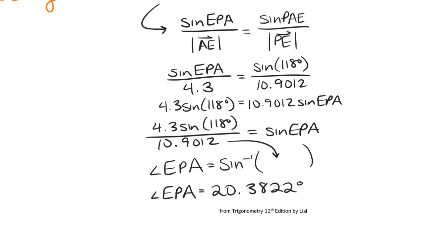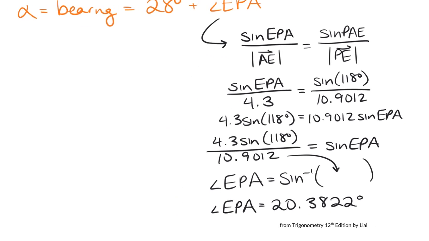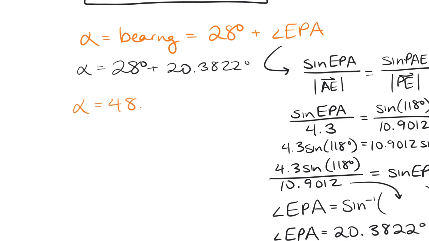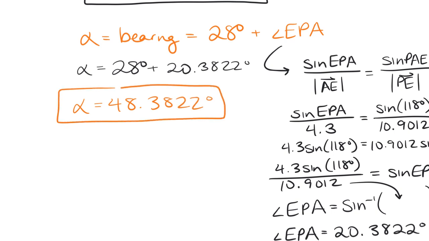So we can take it back. Now that we know that little angle, we can add it to the 28 degrees we already knew from the question to find alpha. So my alpha will now be 28 degrees plus 20.3822 degrees. So we learned that alpha is equal to 48.3822 degrees. And that is the bearing, again, the direction the boat technically has traveled from port if you were a bird and could fly straight there. The bearing from port.